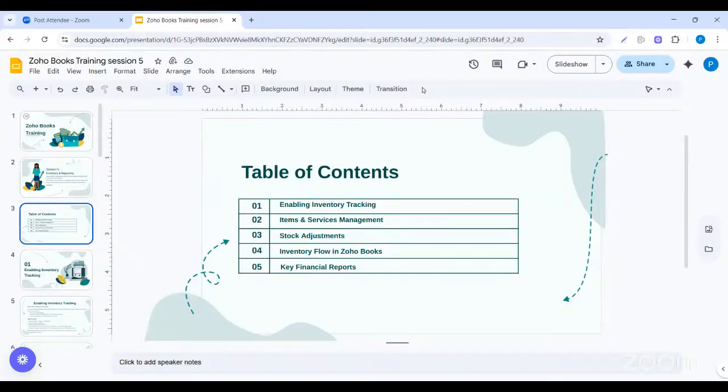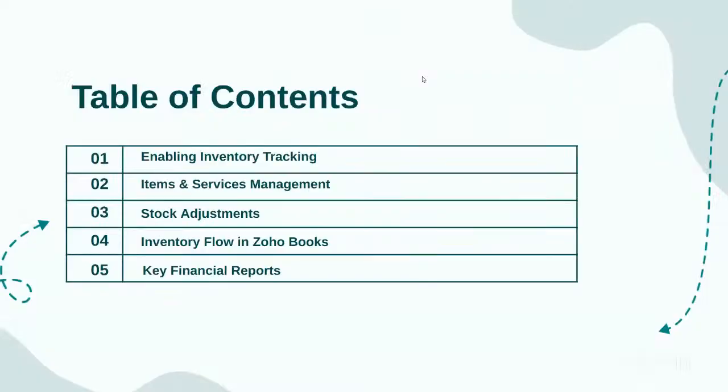Number one, enabling inventory tracking. We started by enabling the inventory module in Zoho Books. This allows us to start tracking our stock levels, get alerts when items run low, and ensure all inventory transactions are recorded.